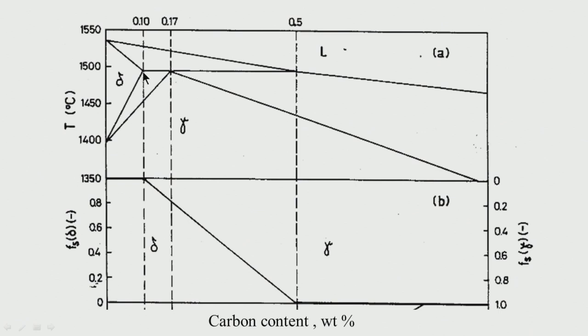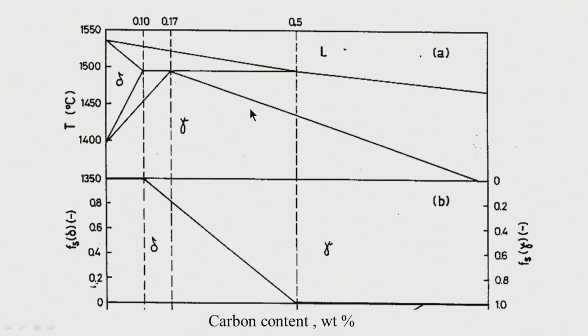And if the carbon concentration is more than 0.1, then what is happening? Initial solidification is through delta only. So, we are coming down here. That means above the peritectic temperature, say 1500, we have only delta, and when we are reaching the peritectic temperature, delta plus liquid is generating gamma through the peritectic reaction. Delta plus liquid is gamma. This is the peritectic reaction.